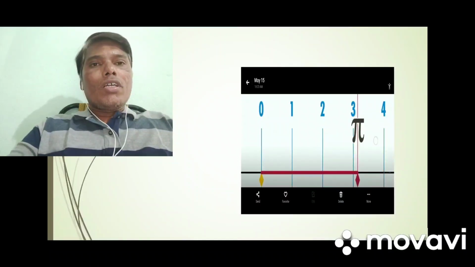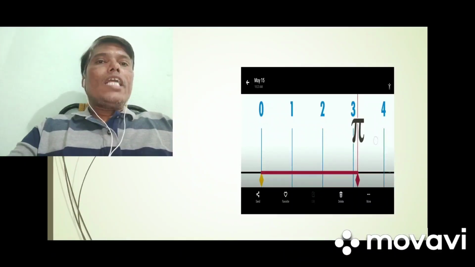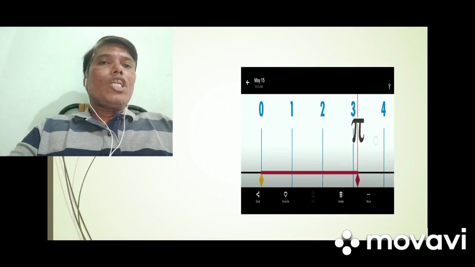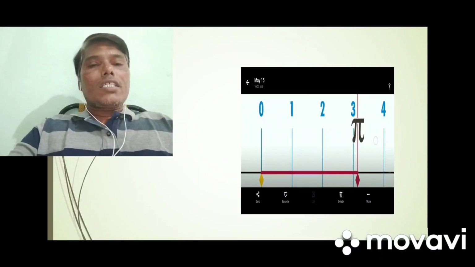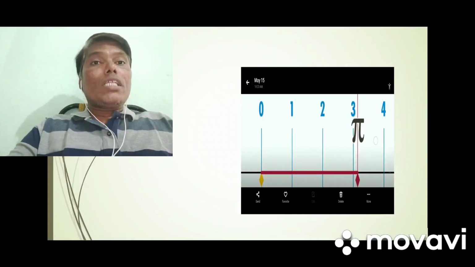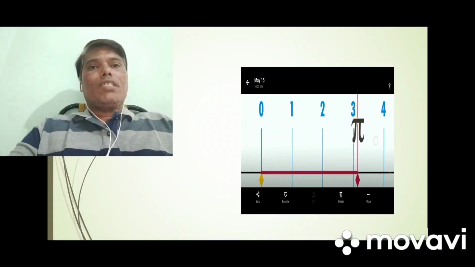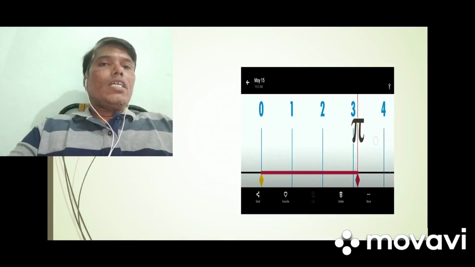Yes, the circle started moving from the point 0 and in one complete rotation, one revolution, it covered more than 3 units distance. That is, the circumference of a circle is more than 3 times the diameter, more than 3 times the length of the diameter. So I hope you understood the value of pi clearly.